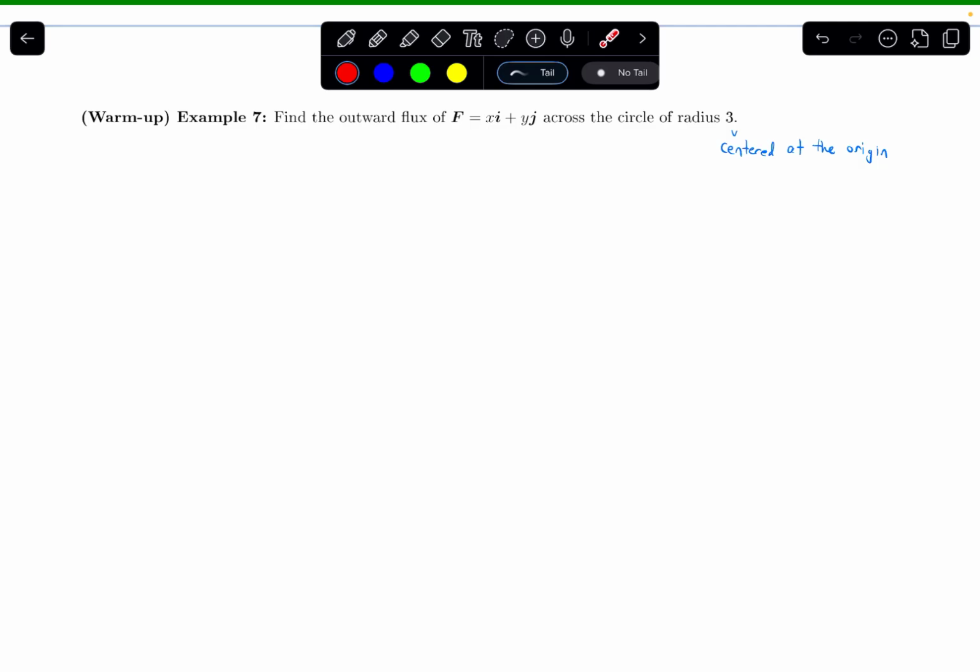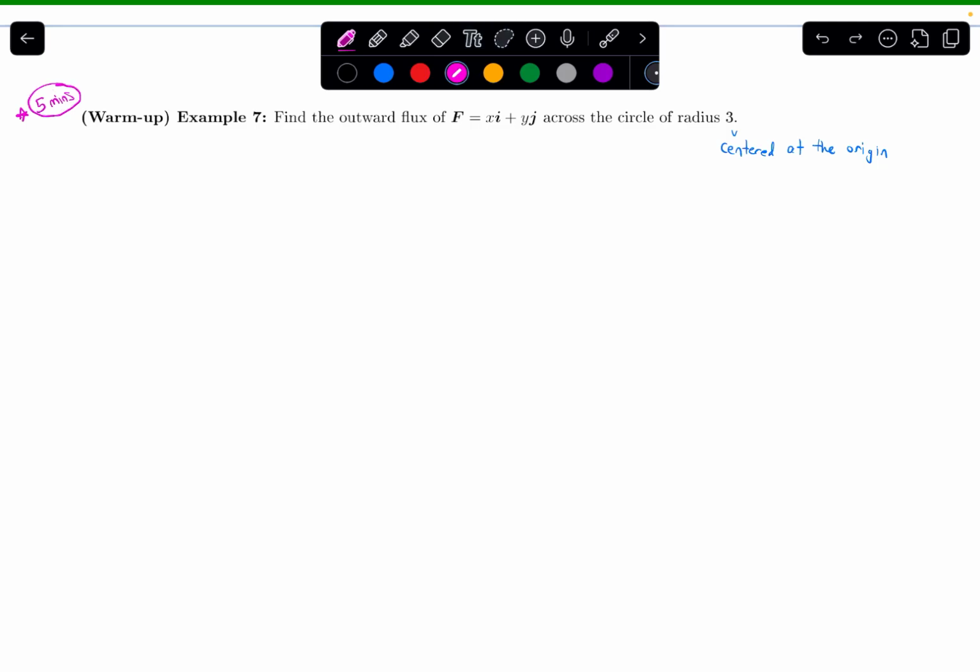In this video, we are going to do an example where we find the outward flux of a vector field across the circle of radius 3 centered at the origin. So I want to begin by giving you a chance to try this problem. Pause the video for about 5 minutes to try this on your own. So pause it in 3, 2, 1, pause and try this.